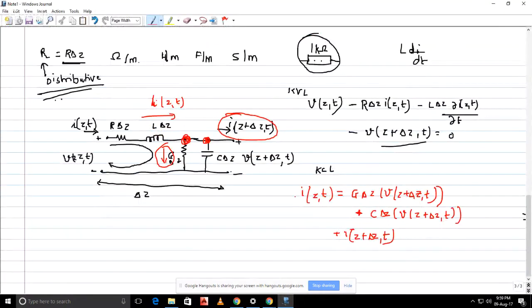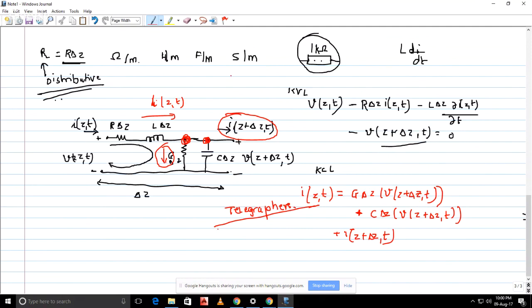So that is what my KCL equation is now. So we got a KCL equation. We got a voltage equation and we got a current equation. These two equations are called the telegrapher's equations. So please note this, because this can be asked as a 2 marks question. These are called the telegrapher's equations. So you can mark these KVL and KCL equations, which are called the telegrapher's equations.